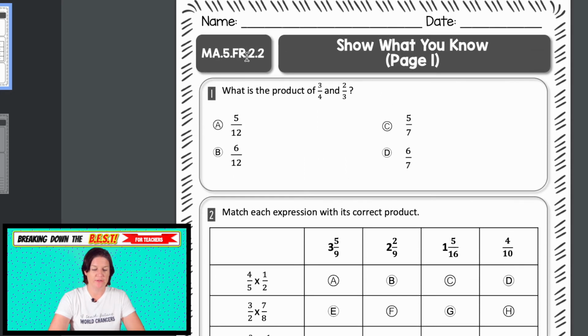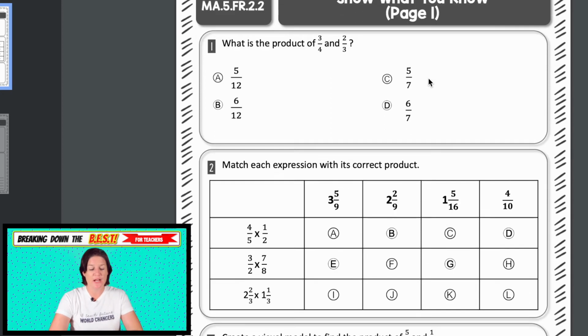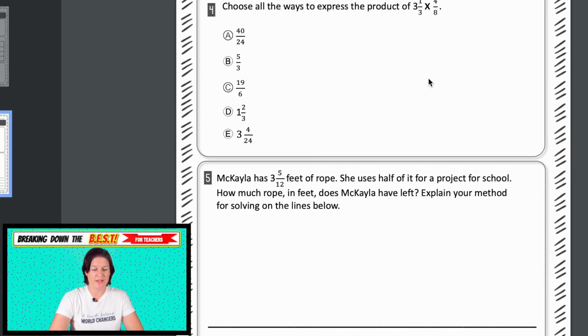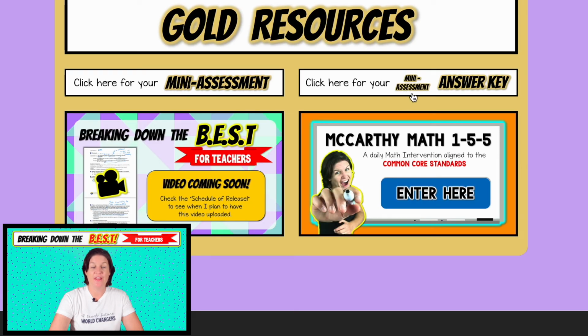Okay, you can see the standard right up there. It says show what you know, so you can use this as a mini assessment or extra practice. There's a variety of question types just for you, all right? Answer key for that is right here.